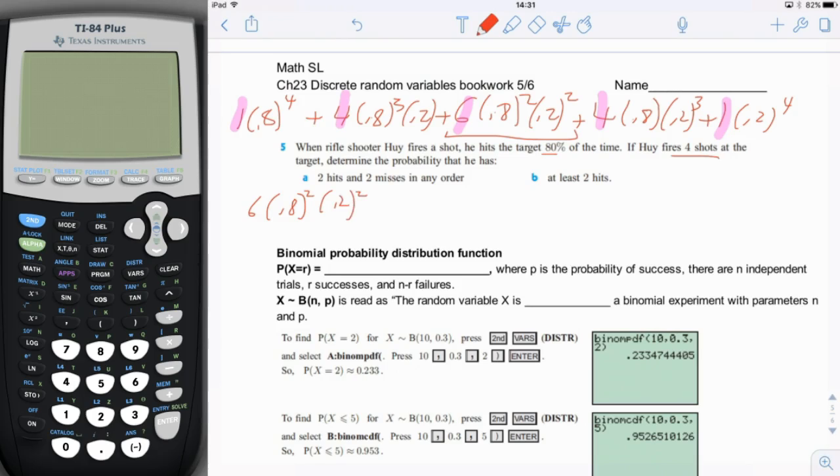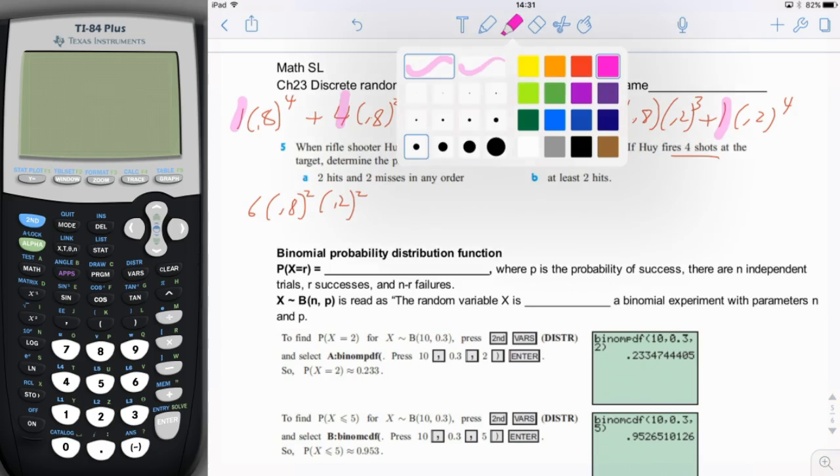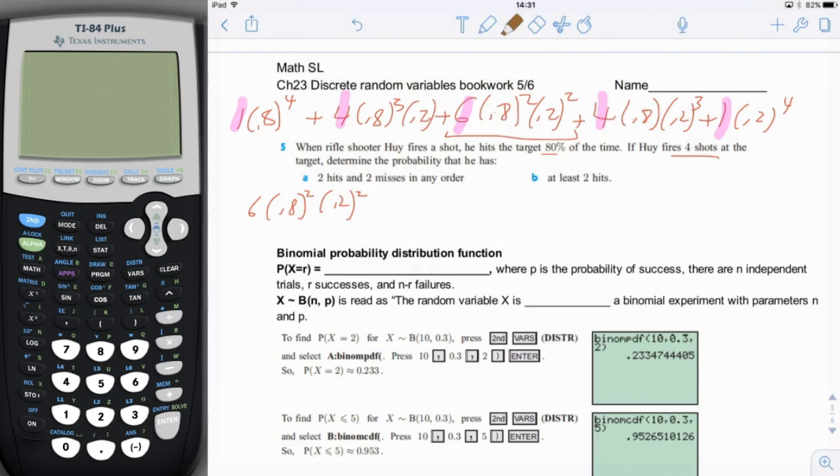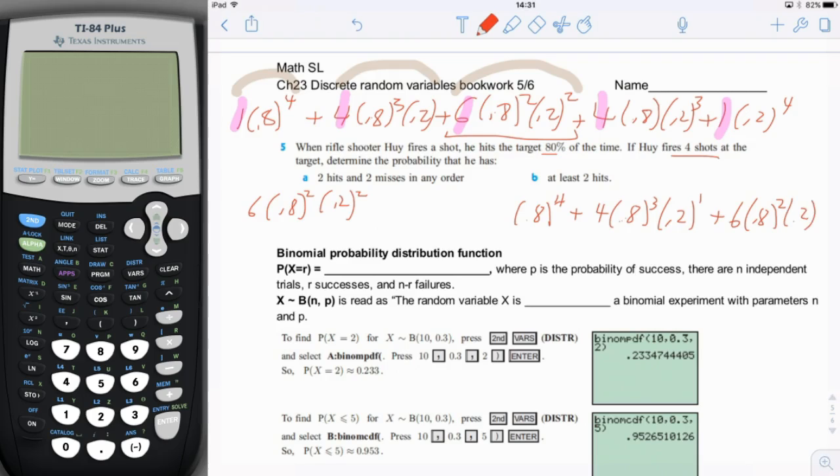What about the probability that you get at least 2 hits? At least 2 hits would be 2 successes, or 3 successes, or 4 successes. So it would be all these 3 added together. So it would be 0.8 to the 4th plus 4 times 0.8 to the 3rd times 0.2 to the 1st plus 6 times 0.8 squared, 0.2 squared. Okay?